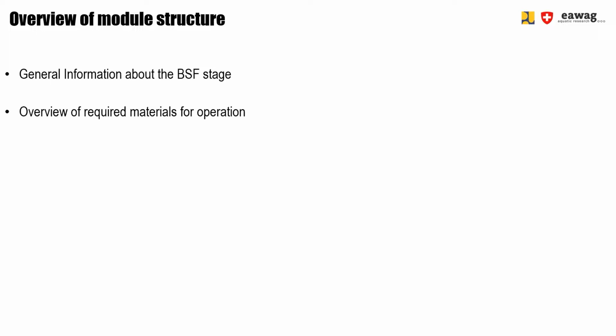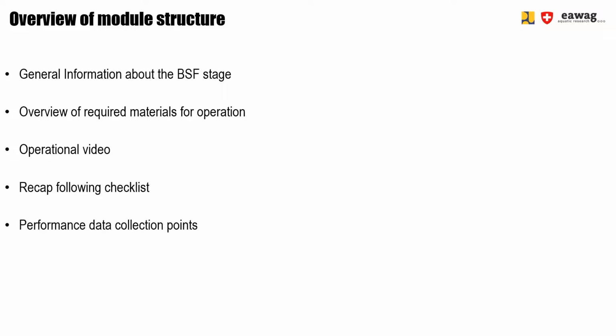by starting with an overview of the required materials that are needed for this operation. We will then move to the operational video where you'll see in detail, step by step, how we pass through the operation in terms of the activities. We will then recap these activities following the checklist that I have explained to you in the previous slides. I will be telling you at which point you might have to input performance data.